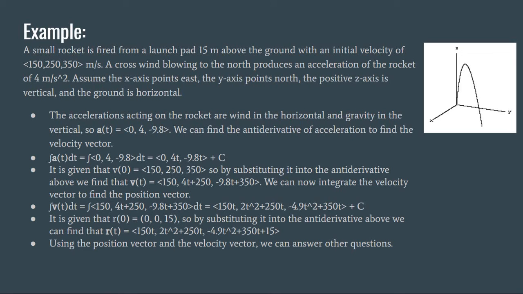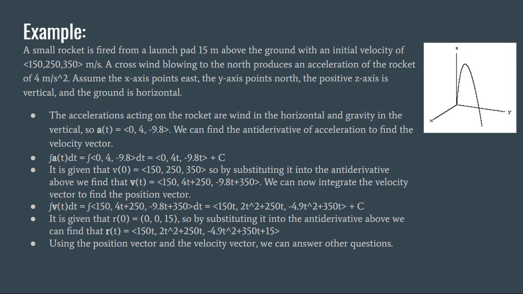We can find the antiderivative of acceleration to find the velocity vector. By taking the integral of acceleration, we will find 0, 4t, negative 9.8t plus c. And when you take the integral of a vector, it's like taking the integral of 3 individual equations. It is given that v sub 0, the velocity at 0, is equal to 150, 250, 350. By substituting it into the antiderivative above, we find that v of t is equal to 150, 4t plus 250, negative 9.8t plus 350.